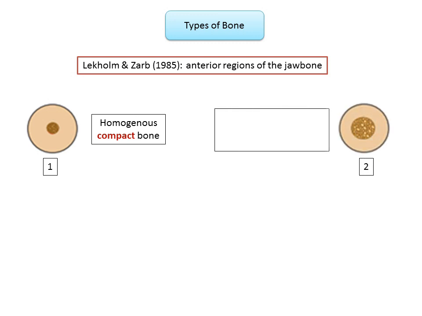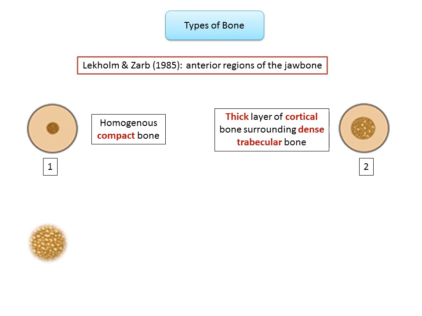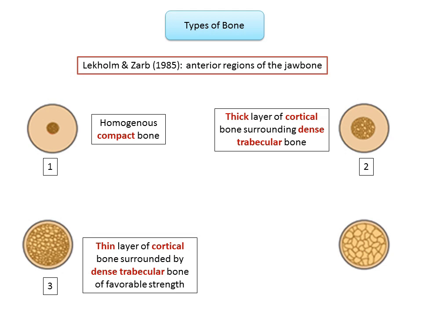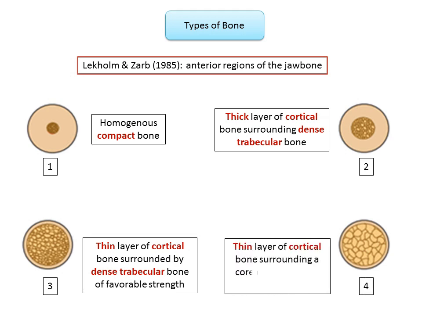Quality 2 had a thick layer of compact bone surrounding a core of dense trabecular bone. Quality 3 had a thin layer of cortical bone surrounding dense trabecular bone of favorable strength, and quality 4 had a thin layer of cortical bone surrounding a core of low-density trabecular bone.